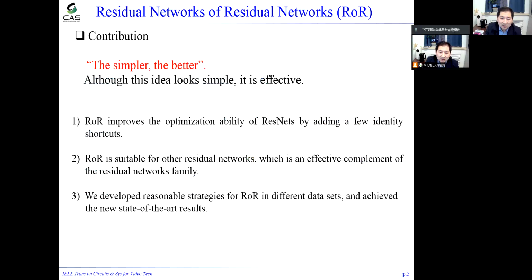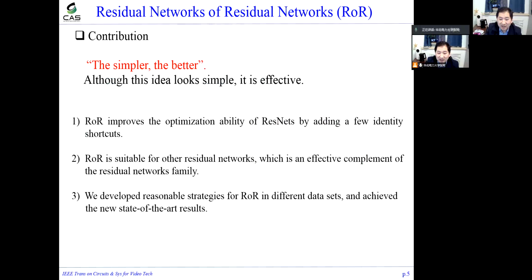Second, contribution. Maybe the simpler, the better. This idea looks simple, but it is effective. Our main contribution is threefold. One, RoR improves the optimization ability of ResNets by adding a few identity shortcuts. Two, RoR is suitable for other residual networks, which is an effective complement of the residual networks family.